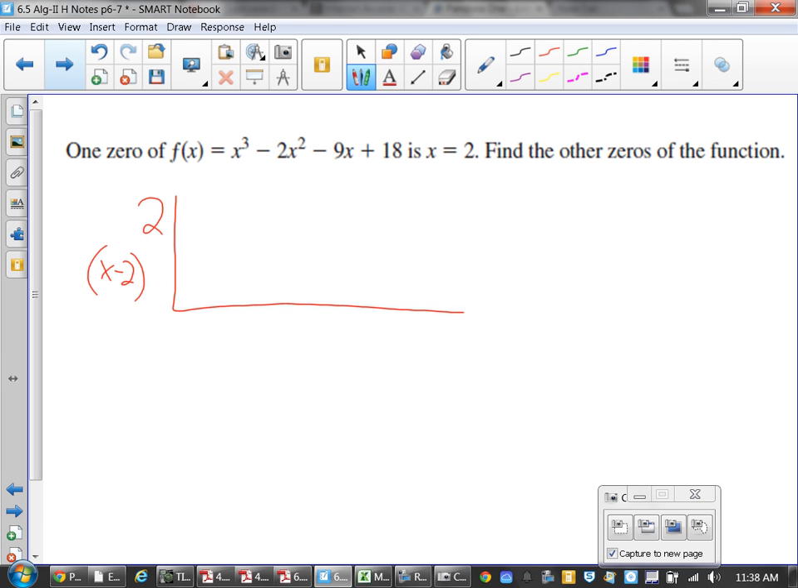Going into the other one, do I need to worry about any placeholders? The x cubed minus 2x squared minus 9x plus 18?